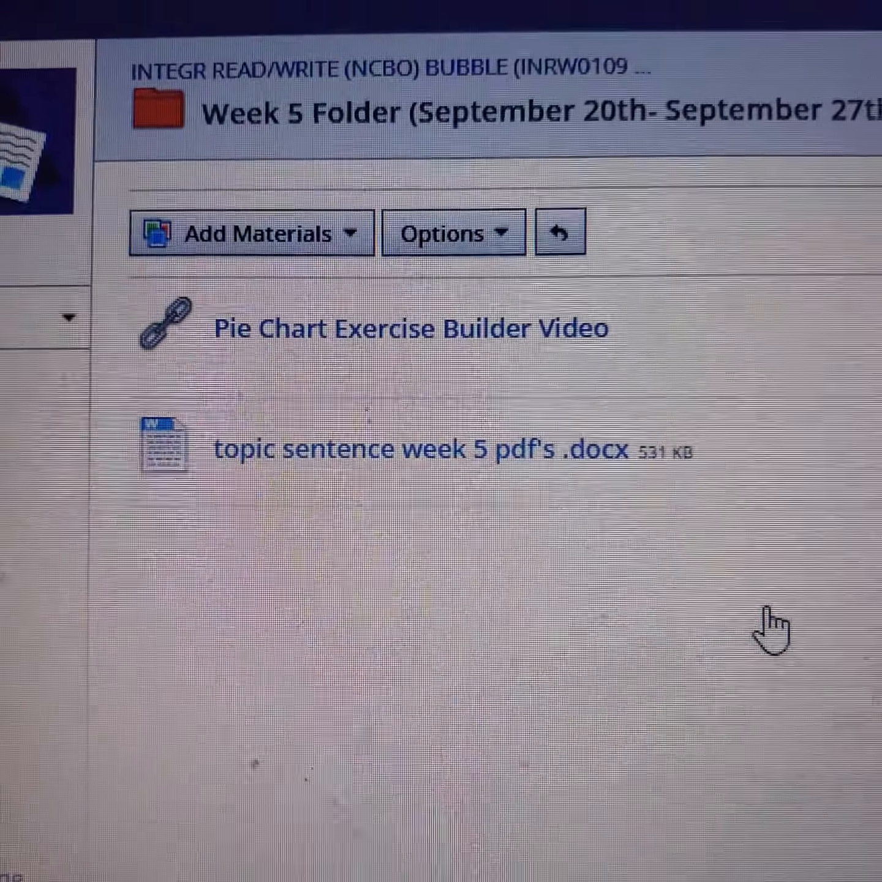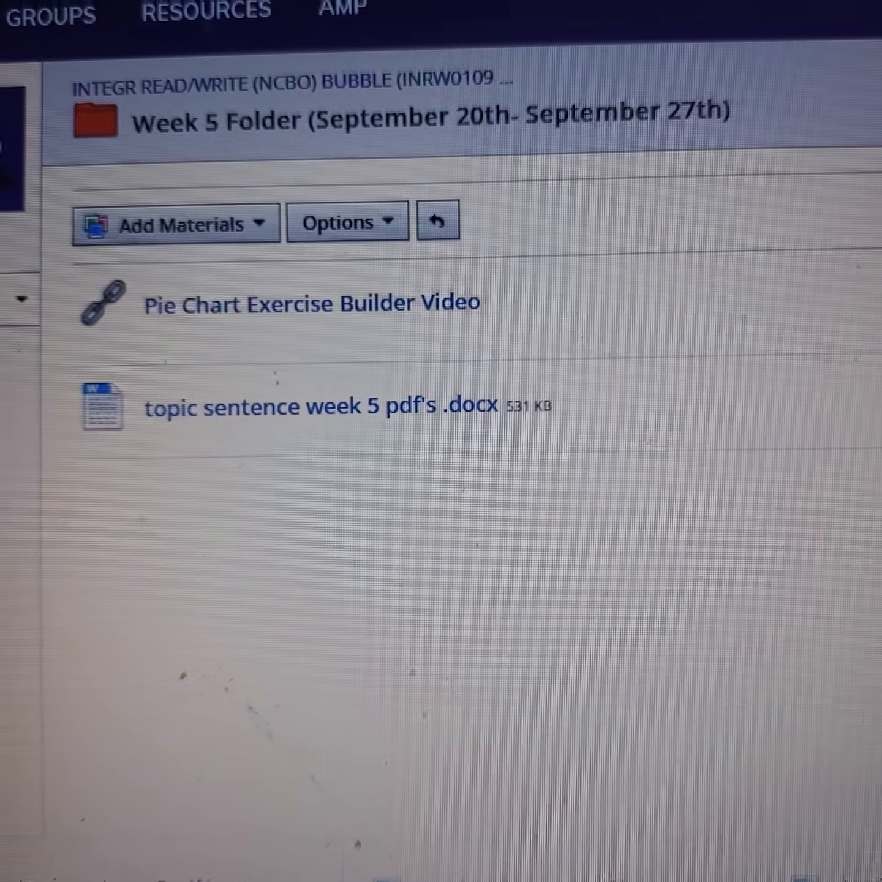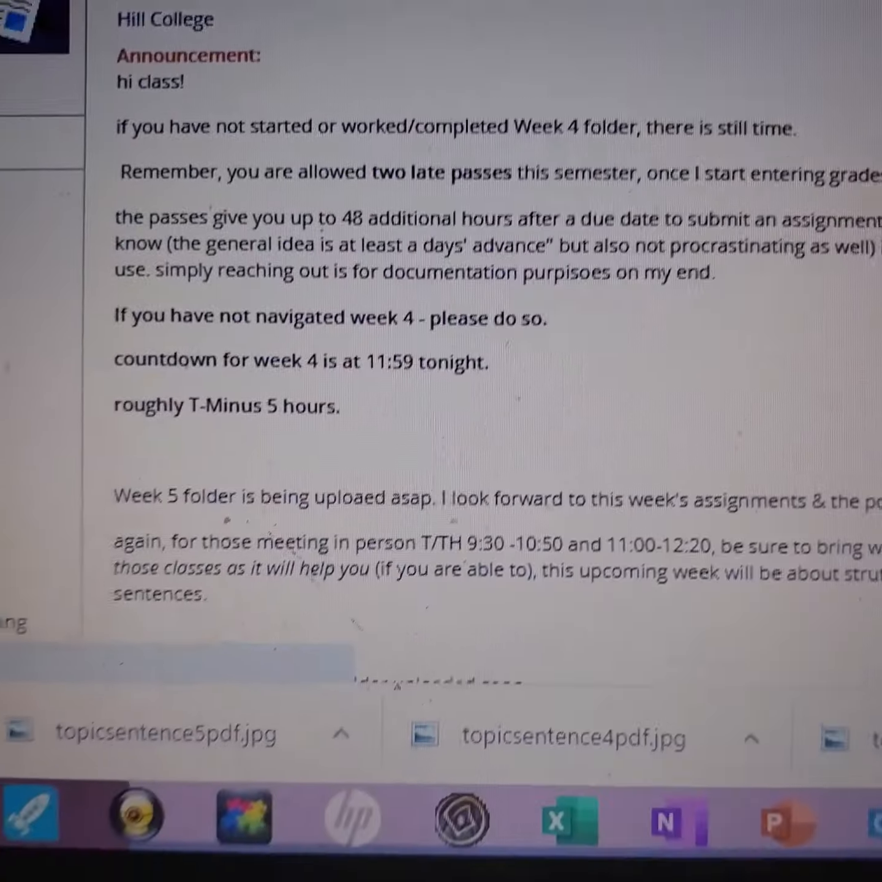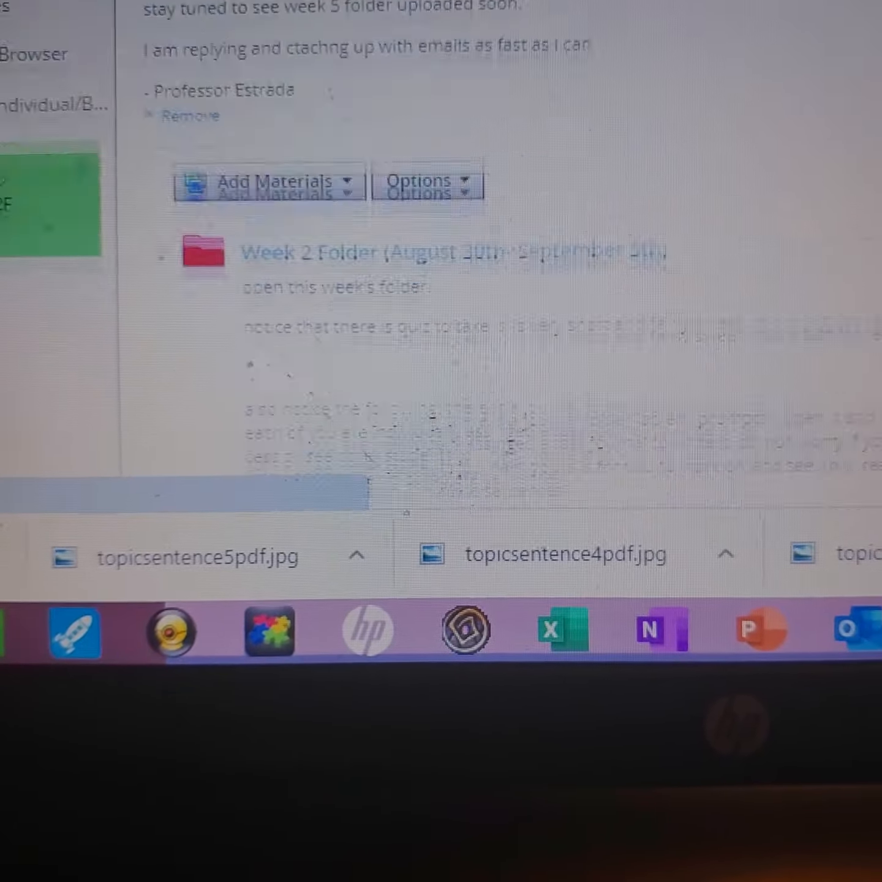I'm going to be showing you a little bit about what you should be looking at in the week 5 folder, what's in there, and the contents of the PDFs that we are doing in class.